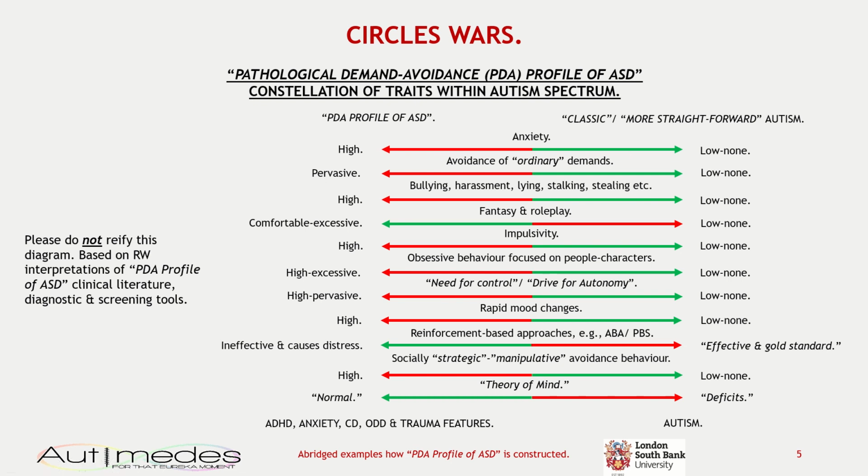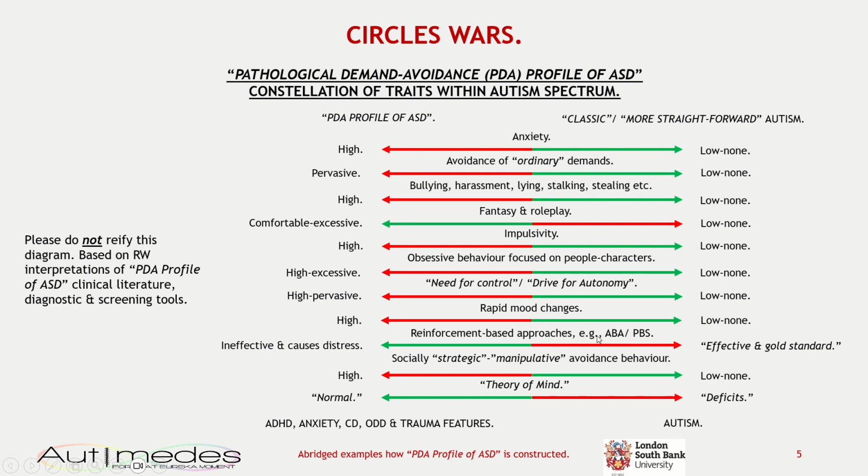These features include anxiety, avoidance of ordinary demands, bullying, harassment, lying, stalking, and other criminal behaviours, fantasy role play, impulsivity, obsessive behaviour which is often focused on other people, a need for control or a drive for autonomy, rapid mood changes, and reinforcement-based approaches such as applied behaviour analysis or positive behaviour support. What I mean by that is basically how effective they are. Are they meant to be effective with that kind of population?